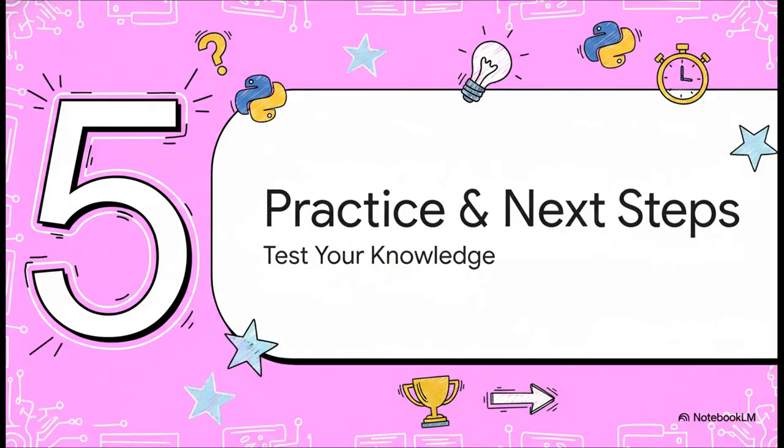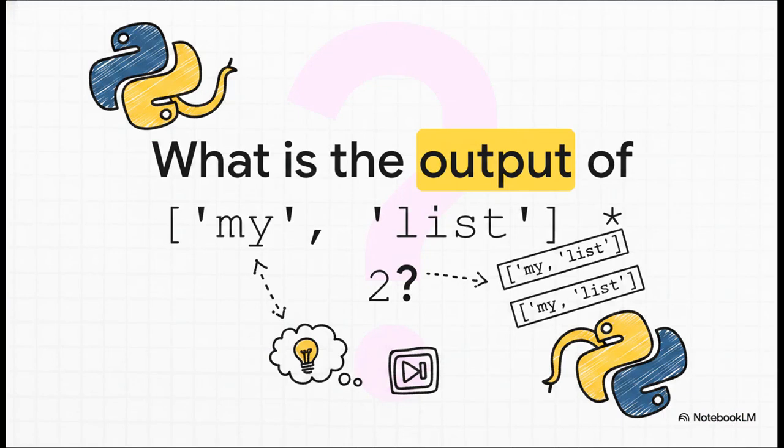All right, students, we've covered some incredible ground today. But hey, a masterclass isn't complete without a little test. Let's see what you've actually absorbed. Get ready. Here is your first challenge. What is the output of this list operation? my_list = my_list * 2. I want you to actually pause the explainer right now. Use your brain and think about the answer.